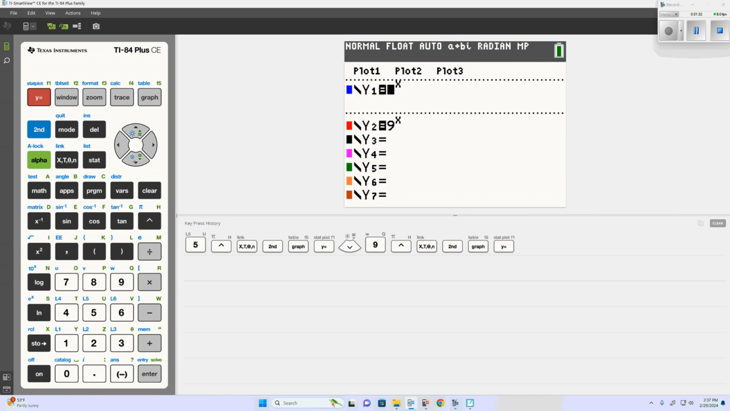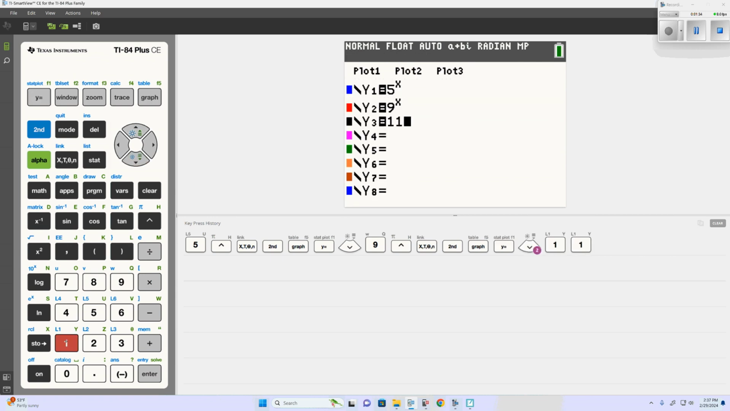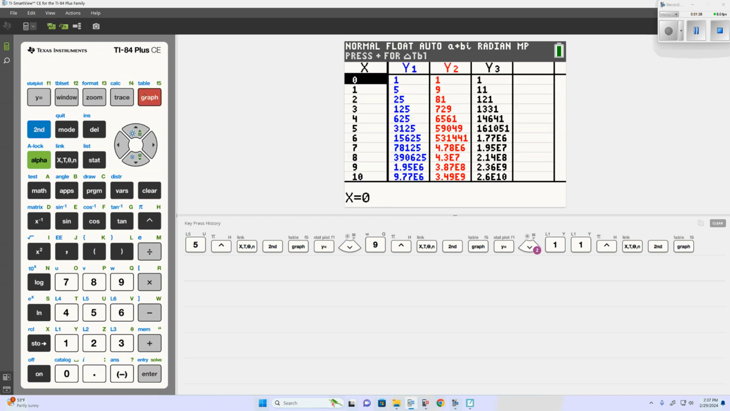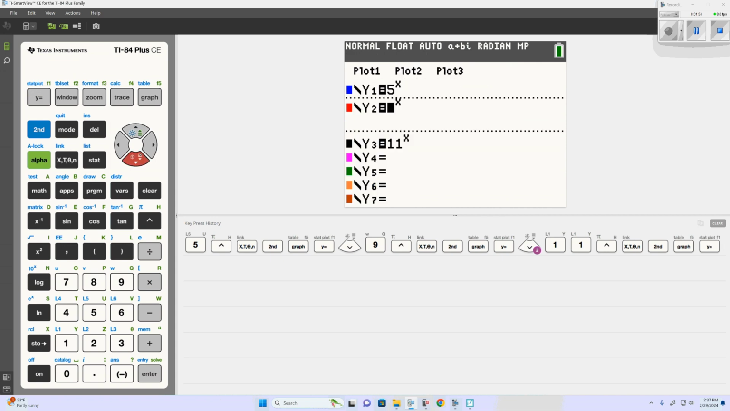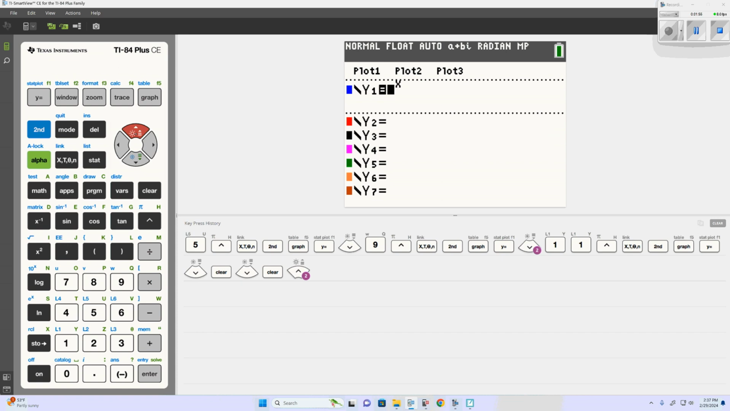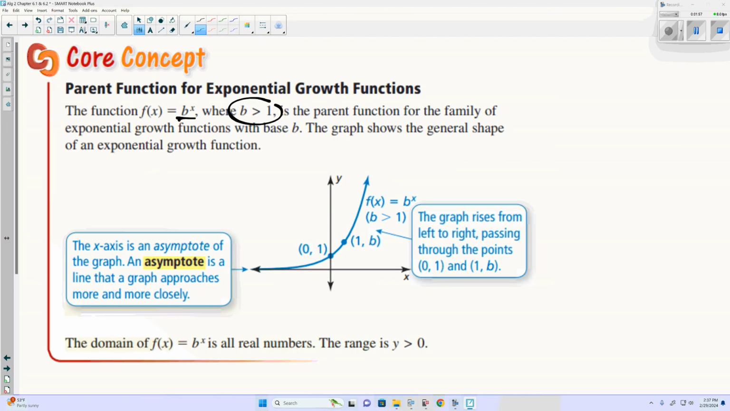I have a feeling if we said 11 to the x, it's not even going to make it that far. Yeah, we can make it out to 5. 11 to the 5th is 161,051. They increase faster and faster. So, if this base is greater than 1, it's exponential growth.